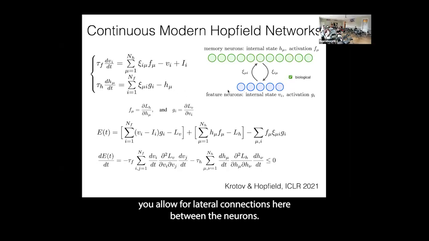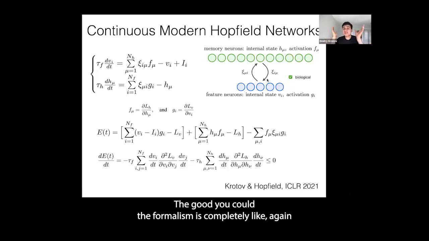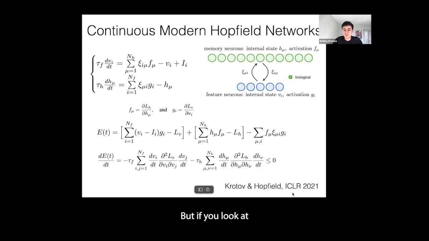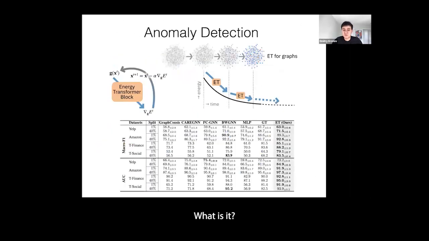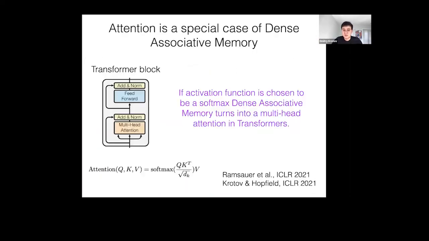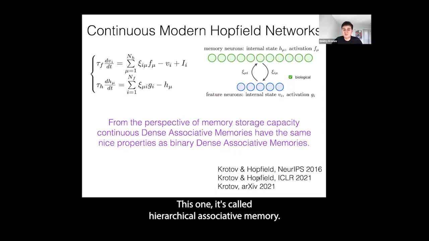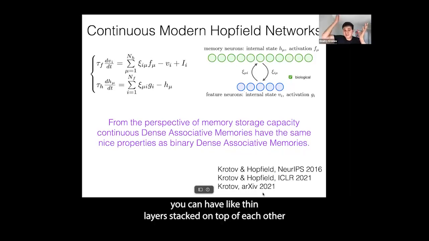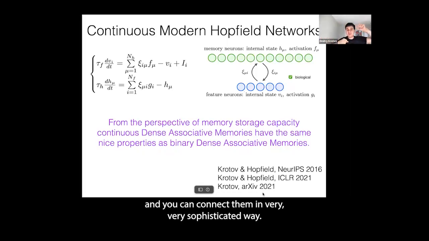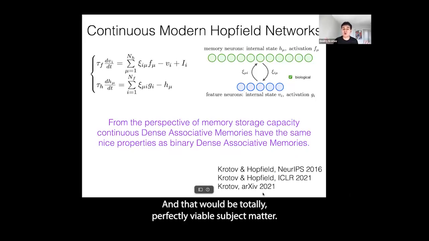And do you allow for lateral connections here between the neurons? You could. The formalism is completely, again, this simple model does not allow that. But if you look at my paper from 2021, it's called hierarchical associative memory. Over there, you can have any connections that you want. You can have 10 layers stacked on top of each other, and you can connect them in a very, very sophisticated way. And that would be a totally, perfectly viable Hopfield network.